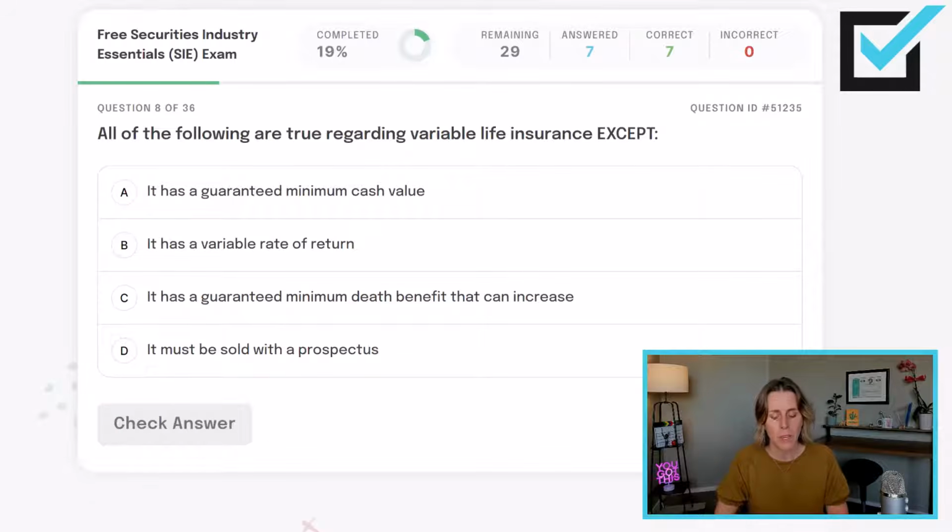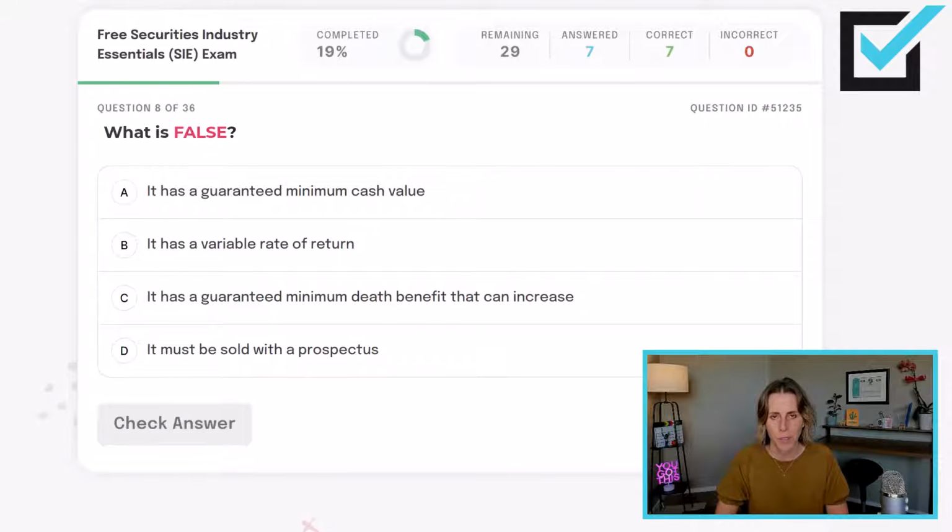All of the following are true regarding variable life insurance, except what is false? It has a guaranteed minimum cash value. No, it doesn't. It has a variable cash value with no guarantee. So I'm thinking that's the right answer. I almost clicked it. No, don't click it yet. Read all your other choices.